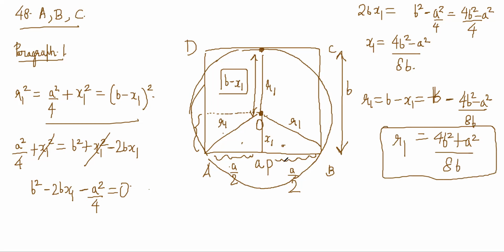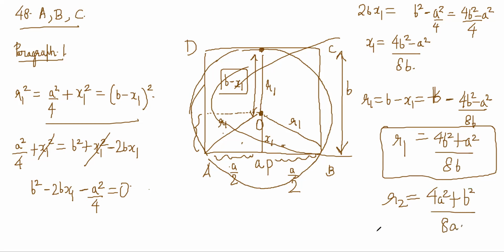I'm guessing the symmetry of the situation, this is on side A and side B. If I draw the same situation from this side, r2 should become 4a square plus b square by 8a. Same thing, a and b are interchanged. So I may don't erase it. This is just simple Pythagoras theorem and it's over.